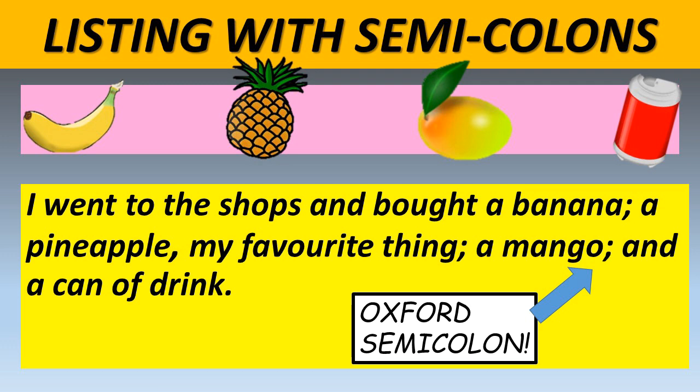There is one thing that's important to bear in mind here. We've used an Oxford semicolon. So the final item in the list has also been separated by a semicolon. We've got semicolon and a can of drink. That isn't something that's stylistic or optional. You have to use that before the final item in the list if you're using semicolons.